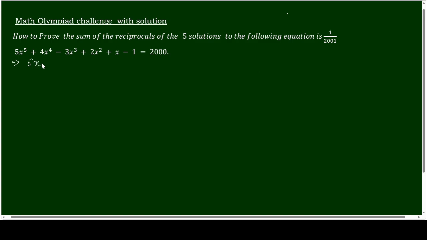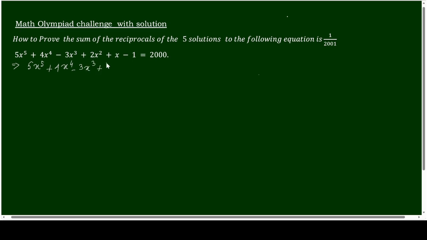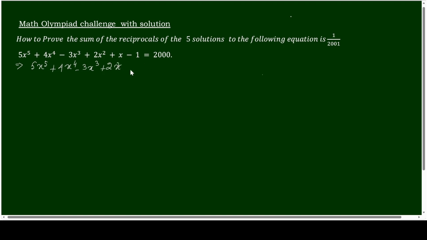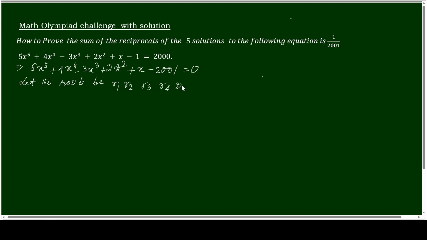5x to the power 5 plus 4x to the power 4 minus 3x to the power 3 plus 2x square plus x minus 2001 is 0. So it has certainly 5 roots. Let the roots be R1, R2, R3, R4 and R5.